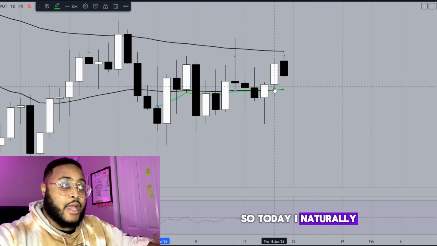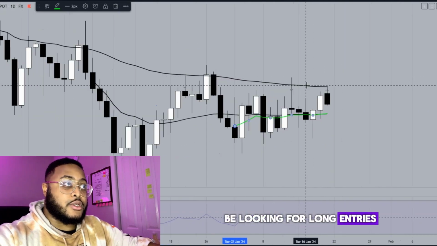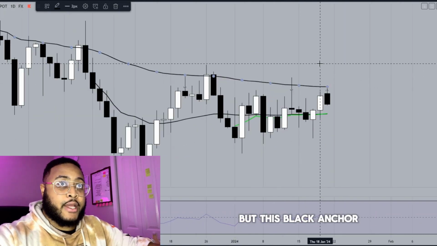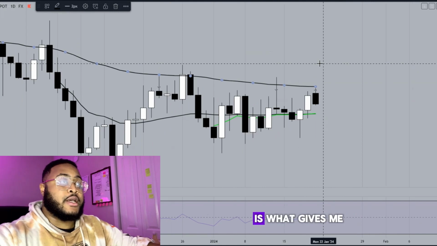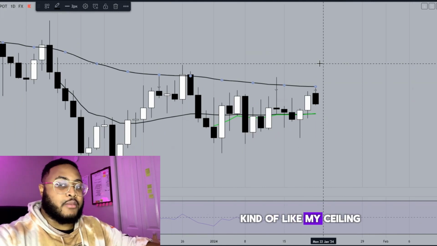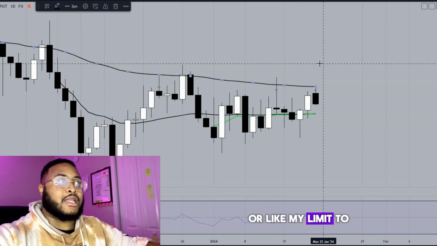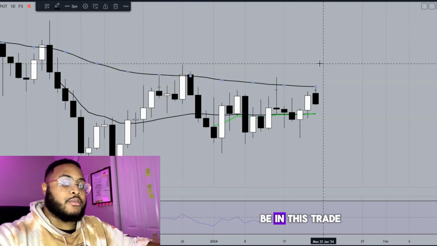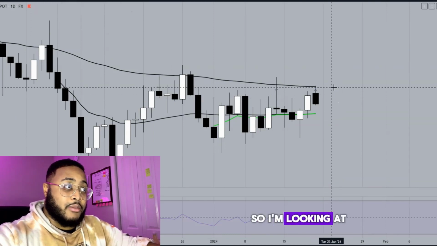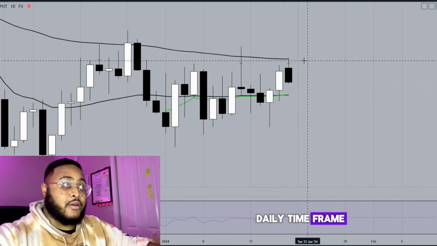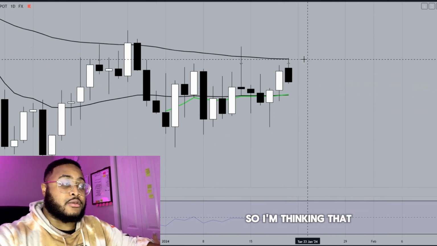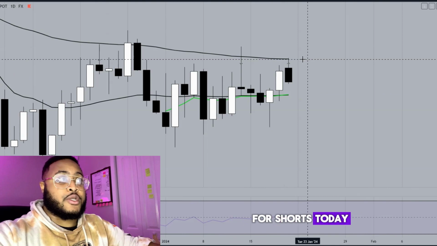So today I'd naturally be looking for long entries, but this black anchor VWAP that I have set is what gives me my ceiling or my limit as to whether I want to be in this trade or not. So I'm looking at price action on a daily time frame and I can see that it's already hit this. So I'm thinking that I could get in for shorts today.